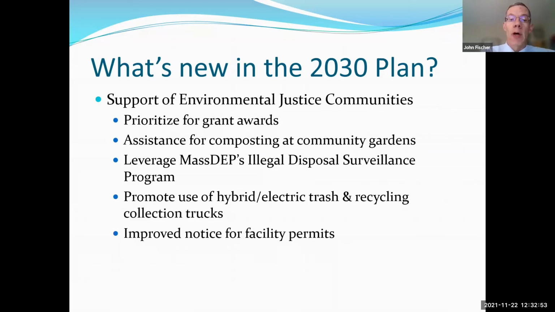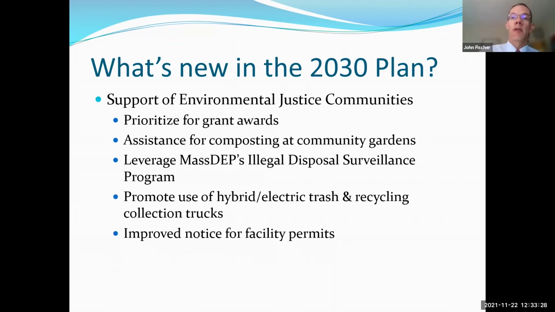We have elsewhere through MassDEP's programs, grant programs for hybrid or electric vehicles, and we'd like to try to get some of those grant opportunities connected with trash and recycling collection vehicles that service environmental justice communities. And then throughout our permitting, we have either established or are in the process of establishing improved notice and public engagement opportunities for permitting facilities in environmental justice communities.